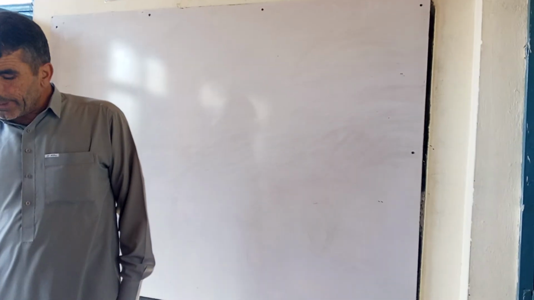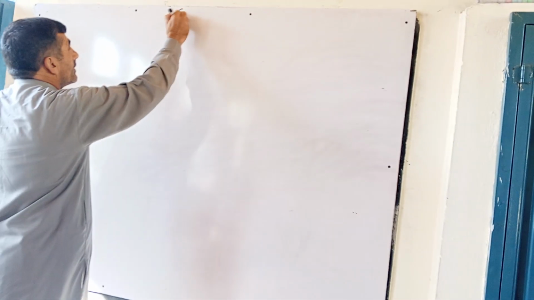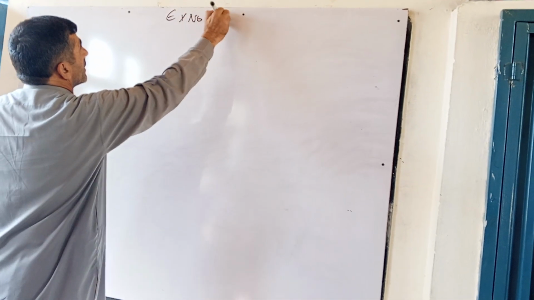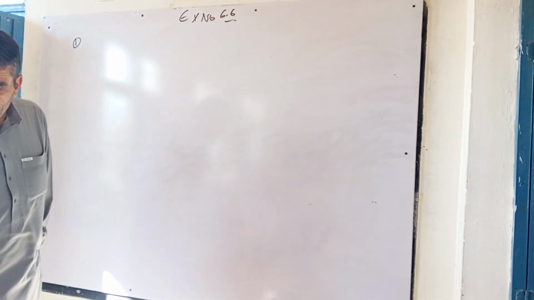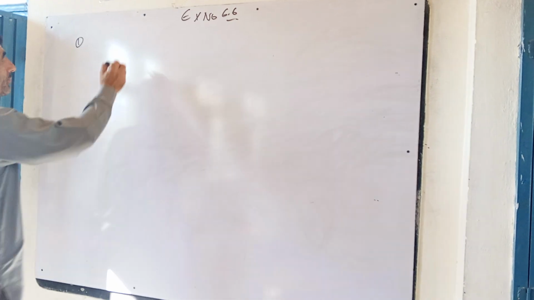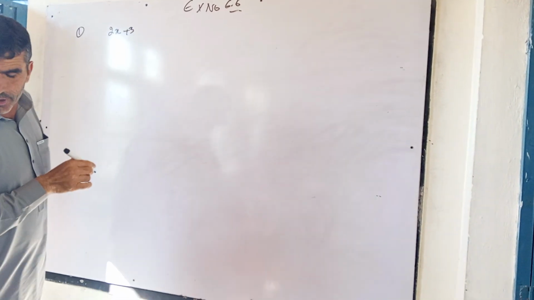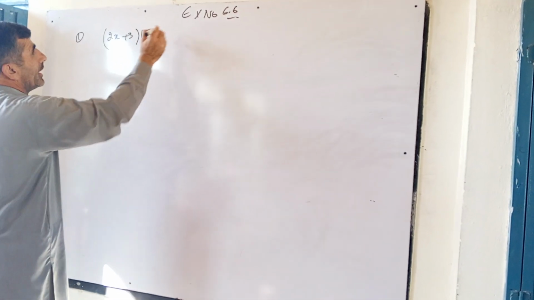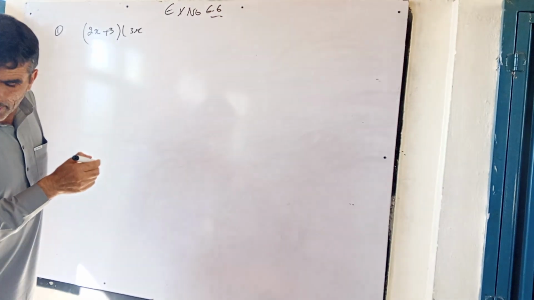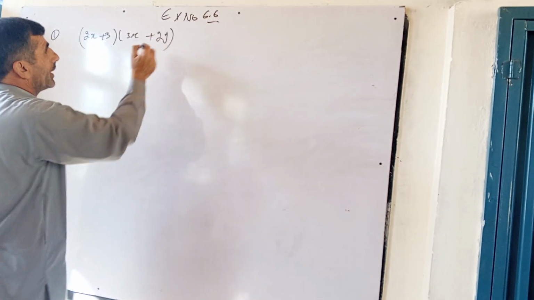Today we should start exercise number 6.6, maths for class 8. Exercise 6.6, question number 1, maths for class 8. The question is 2x plus 3 multiplied by 3x plus 2y.